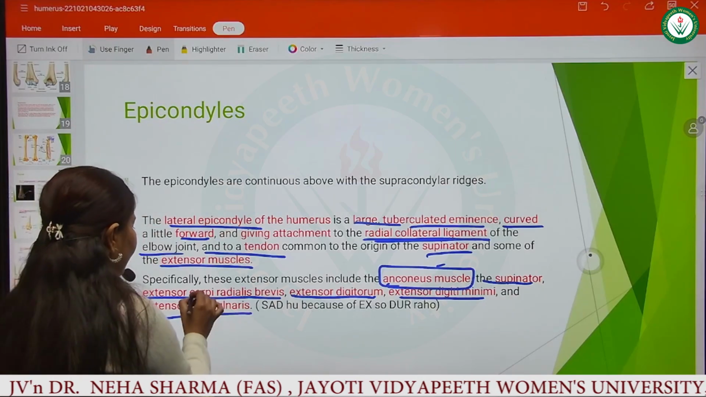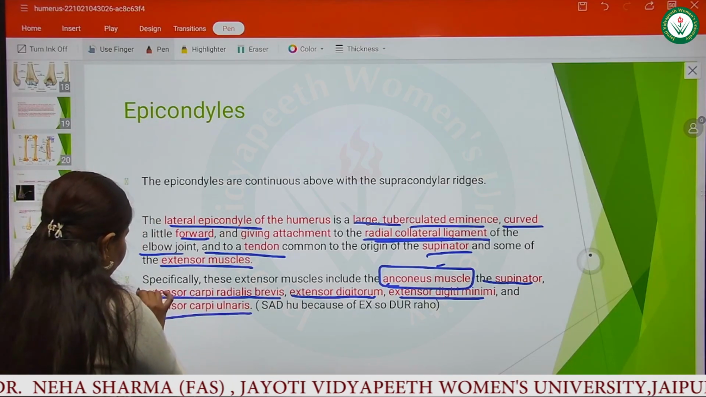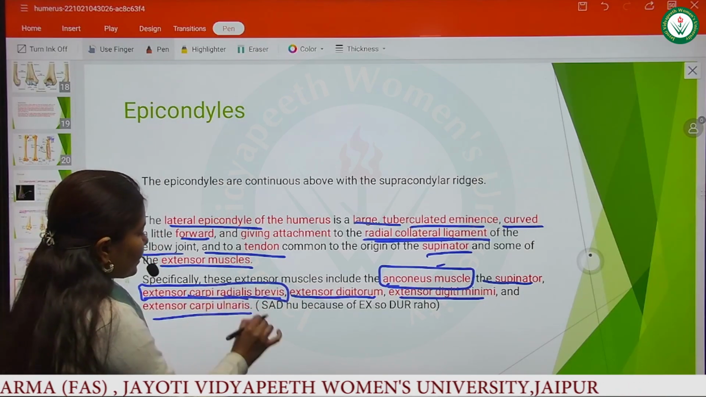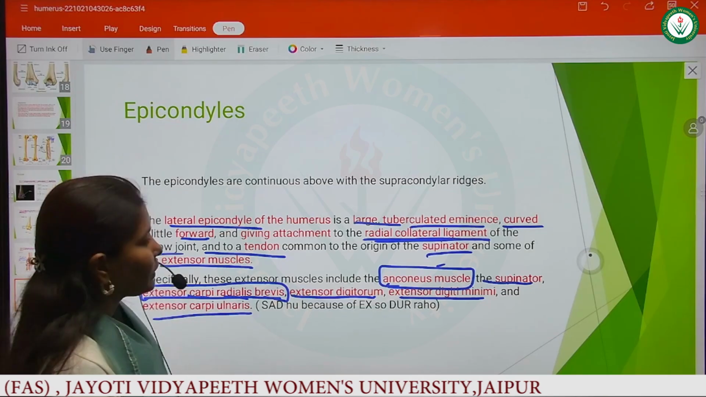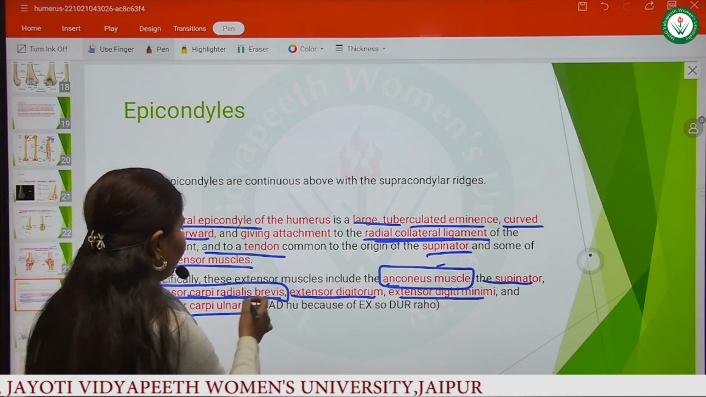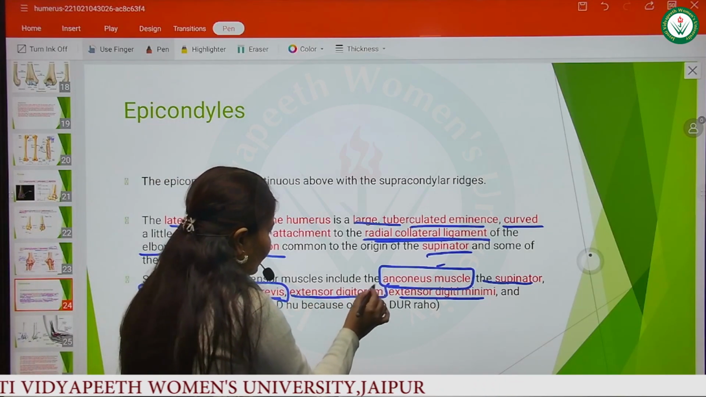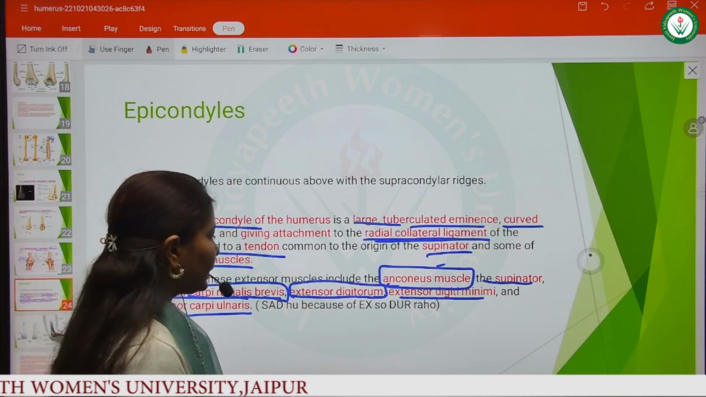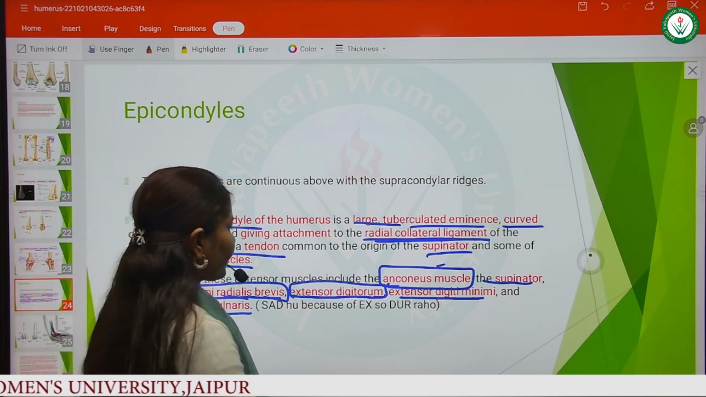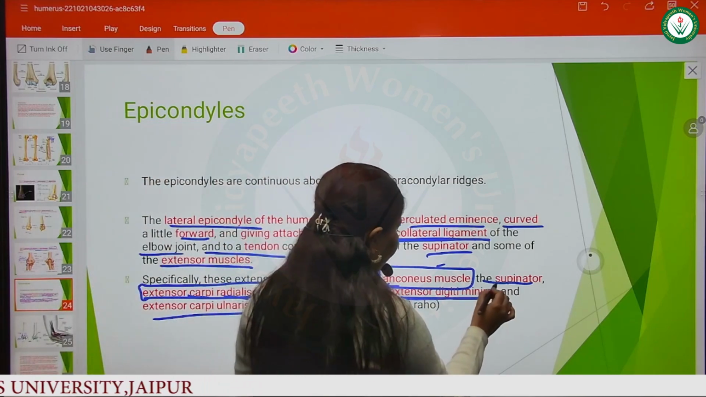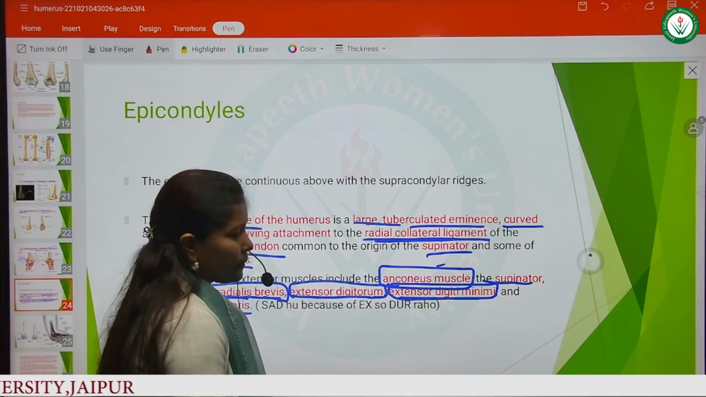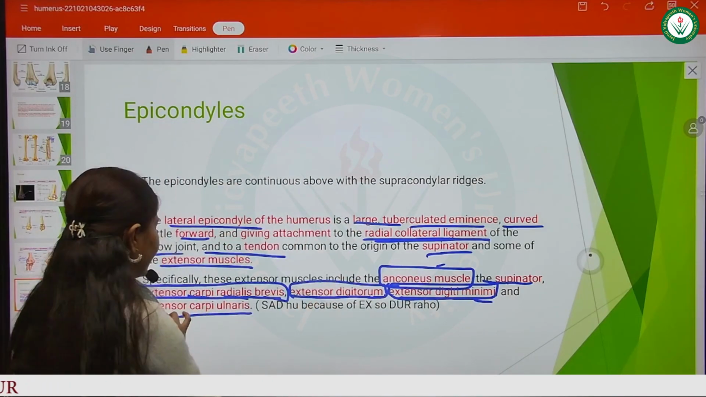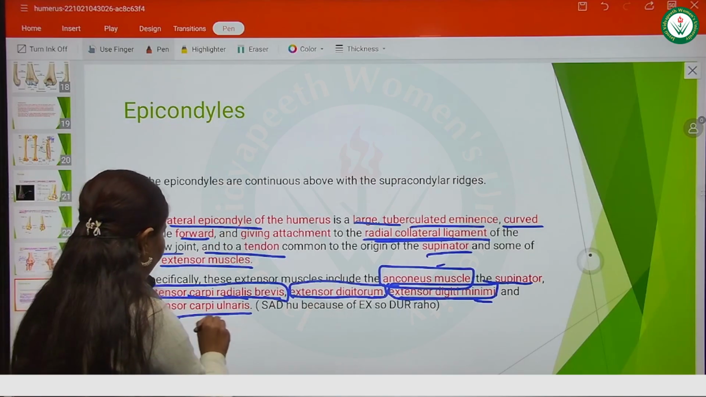Extensor carpi radialis brevis is present between the carpal bones, the radius bone, and the lateral epicondyle of the humerus. Extensor digitorum goes to the carpal bones and supplies the digits of the hand. Extensor digiti minimi goes from the humerus bone to the little finger. Extensor carpi ulnaris gets attached to the ulna bone.